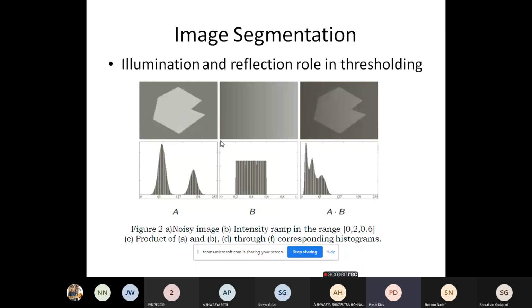So if you see the histogram of the last part, wherein the image is multiplied with the intensity ramp, the deep valley between the peaks was corrupted, and the separation between the two modes without additional processing is no longer possible, isn't it? So that's why we always say that illumination and reflection also affect the thresholding aspect.